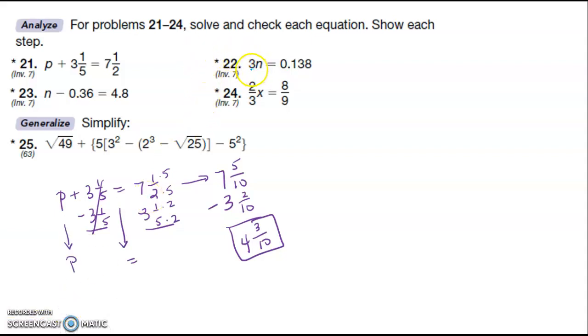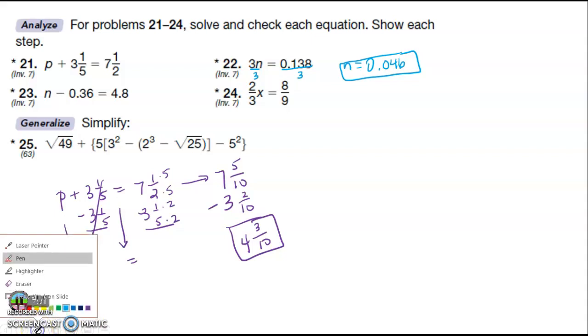All right, 22, I'm going to divide by 3. And I get n is equal to, let's see, 0.138 divided by 3. And I get 0.046. Okay, let's pick another color.